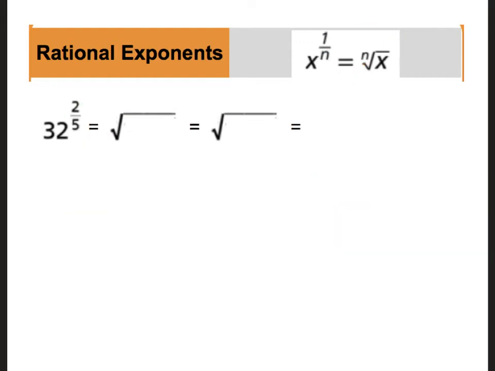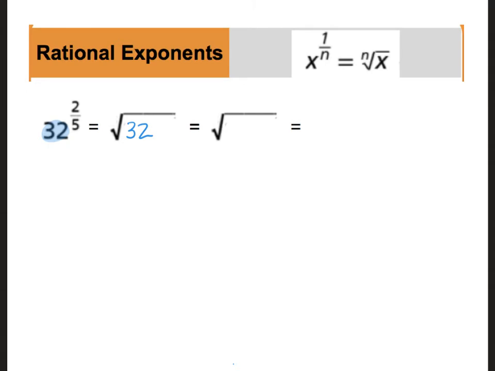All right, let's look at our second one. Again, it's sort of the same thing. We have 32 to the power of 2/5. Remember, 32 is your base. It is that big number. So it's going to go underneath your root nice and big.